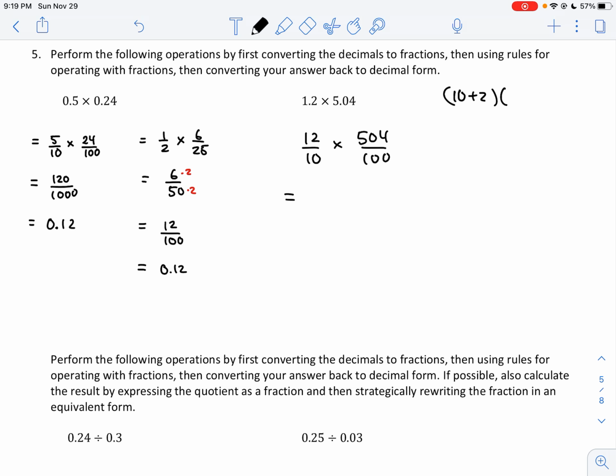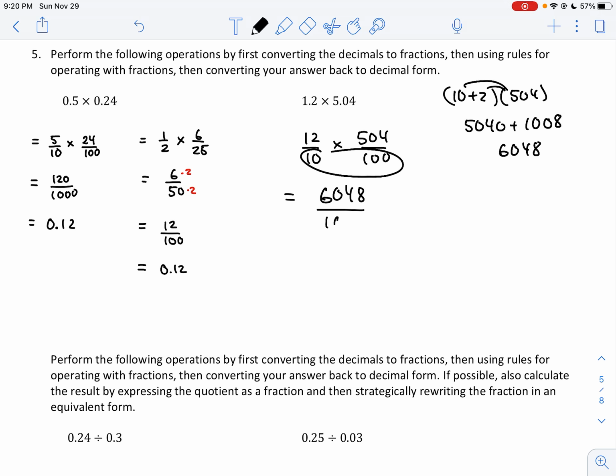I'm going to break up 12 into 10 plus 2. So I'm going to do 12 copies of 504: 10 copies of 504 plus 2 more copies of 504. So we have 5,040 plus 1,008. And put these together and we get 6,048. So 12 times 504 is the same thing as 6,048. And then now multiply the denominators. 10 times 100 is 1,000.